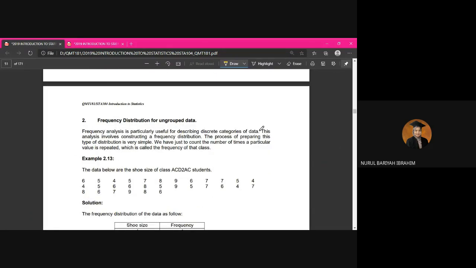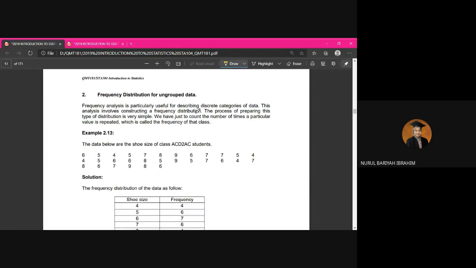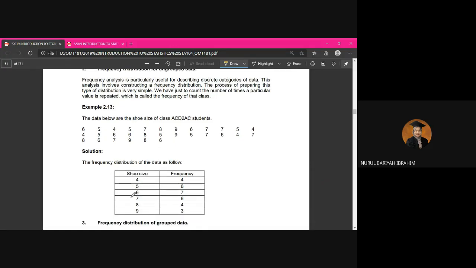Right, the next one adalah the frequency distribution for ungrouped data. Okay, frequency analysis is particularly useful for describing the discrete categories of data. This analysis involves constructing a frequency distribution. It's like the frequency table in the previous lesson. Cuma sekarang ni because of dia punya variable adalah dalam bentuk quantitative. The process of preparing this type of distribution is very simple. We have just to count the number of times a particular value is repeated, which is called the frequency of that class.